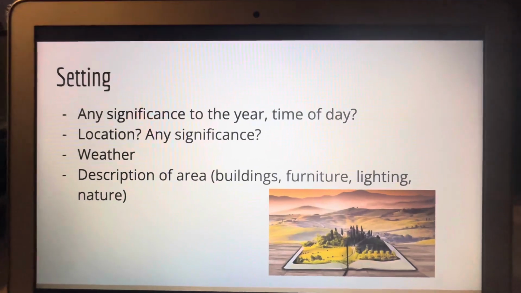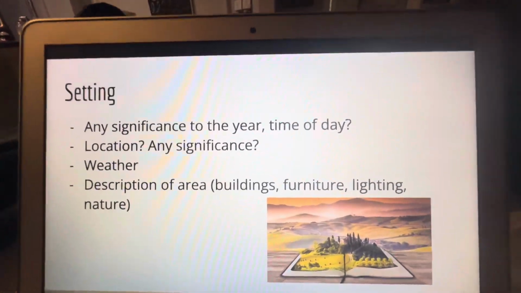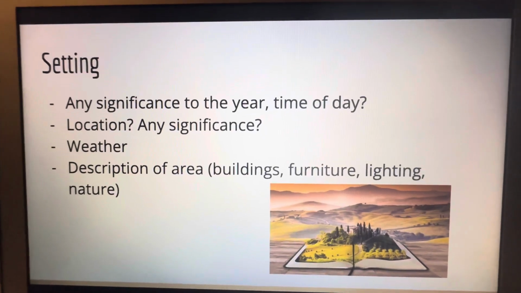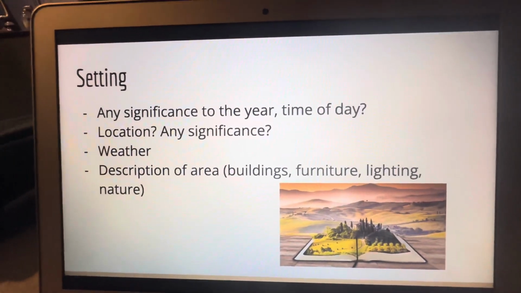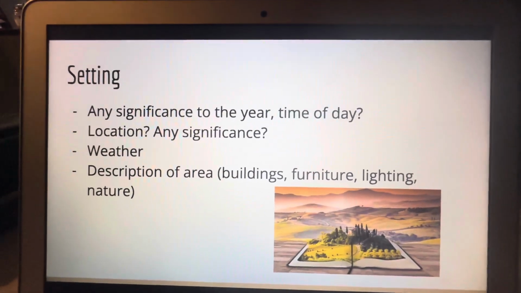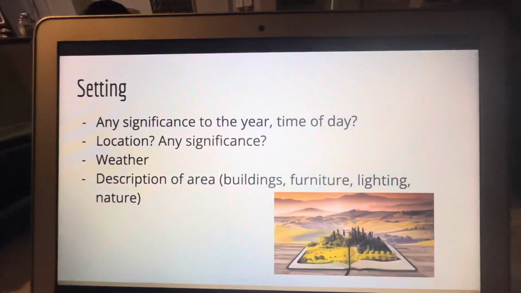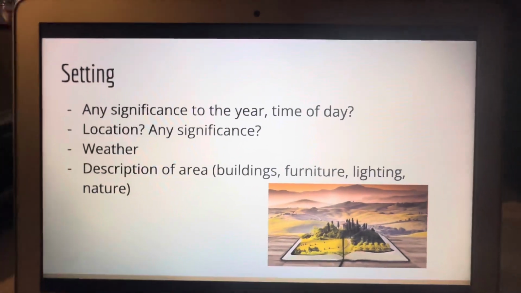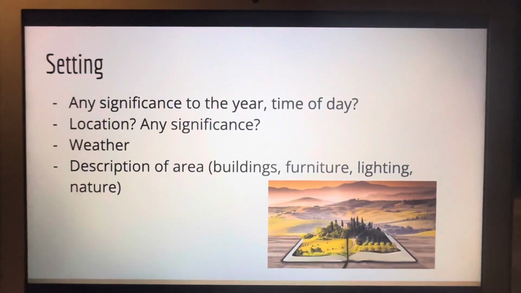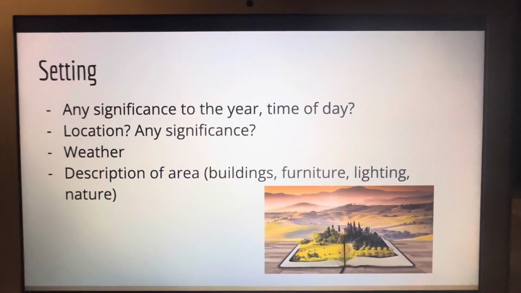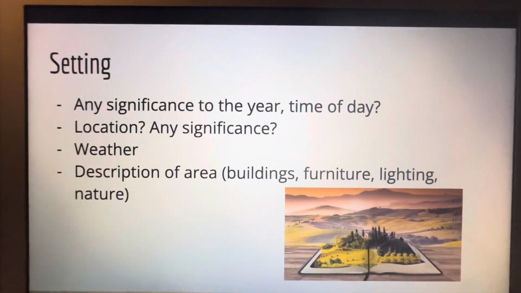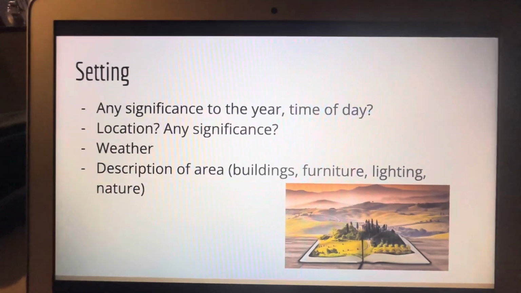The setting: what significance does the year or the time of day have? For the year, if it's an older time, say a robbery set in the early 1900s, there would be no cameras, so they'd have to investigate differently. For time of day, a robbery could also work at nighttime when it's difficult to see. Location, what significance does that have?